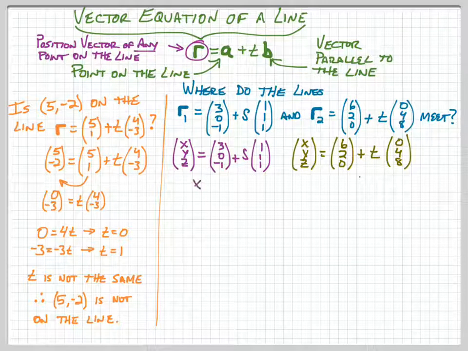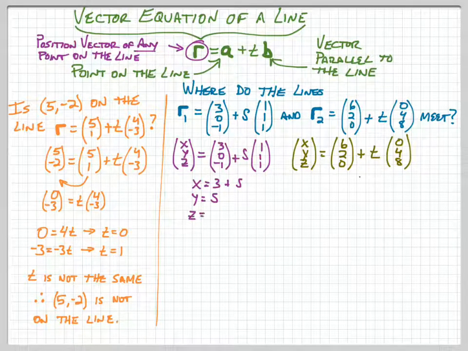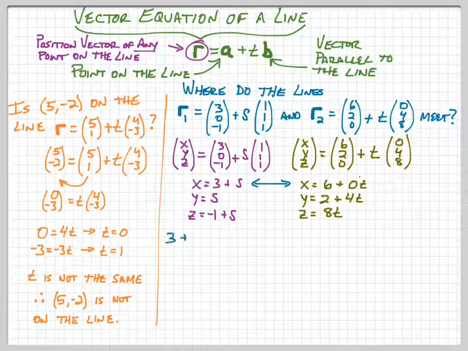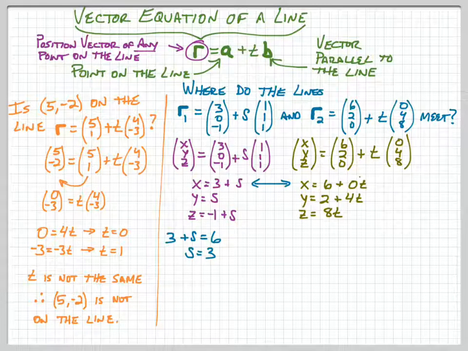So let's solve for our x, y, and z. We get x equals 3 plus s, y equals s, and z equals -1 plus s for r1. And then for r2, we get x equals 6 plus 0t, y equals 2 plus 4t, and z equals 8t. Alright, so we've got a lot of variables in here, a lot of unknowns. So we want to try and set some of these things equal to each other so we can find some of these unknowns. Let's start by putting our x's equal to each other. So we get 3 plus s equals 6, and s obviously equals 3.